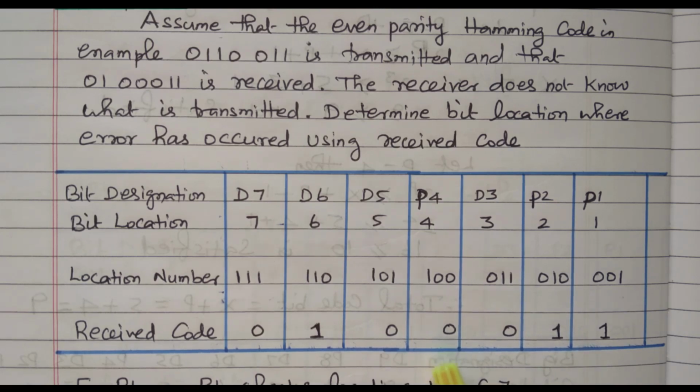Now we'll go to P4. For P4, wherever 1 is available in the MSB, it will be verified by P4. It is available in the fifth position, where 1 is available.